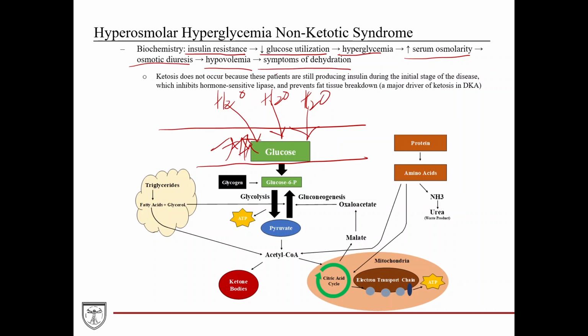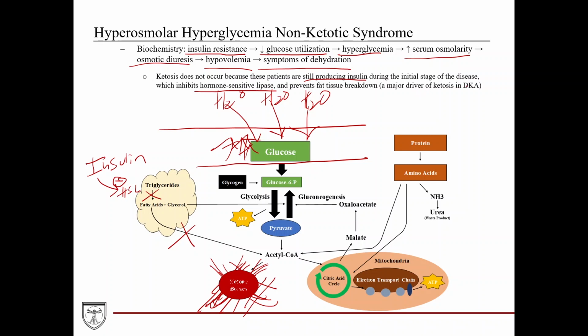The reason ketosis doesn't occur in these patients is because they're still producing insulin. And insulin in the initial stage of this disease is still going to be inhibiting hormone-sensitive lipase, so HSL, and it prevents fat tissue from breaking down triglycerides. So if you have insulin inhibiting HSL, this isn't going to happen. You're not going to break down triglycerides. You're not going to have beta oxidation. You're not going to have these crazy high levels of acetyl-CoA, so you're not going to produce ketone bodies. It's just not going to happen.